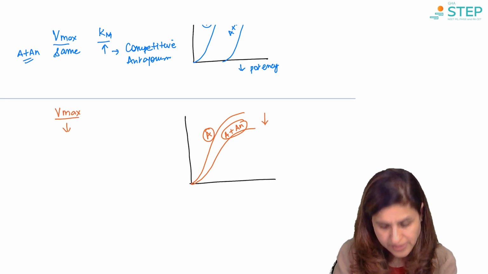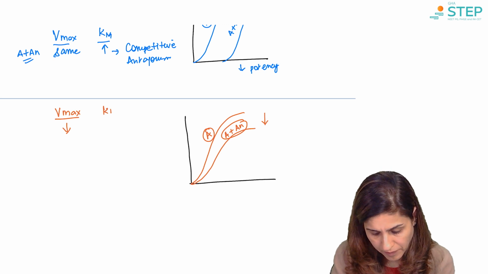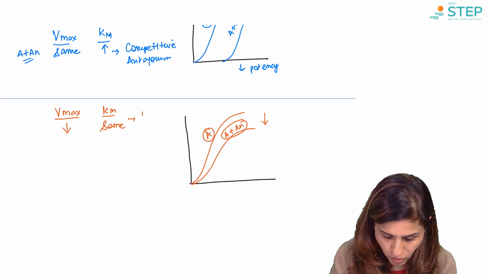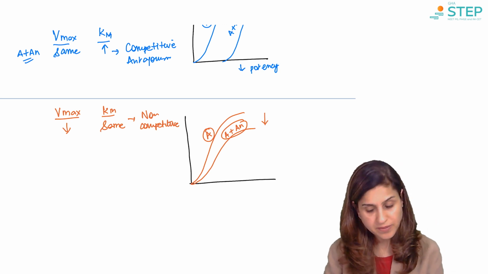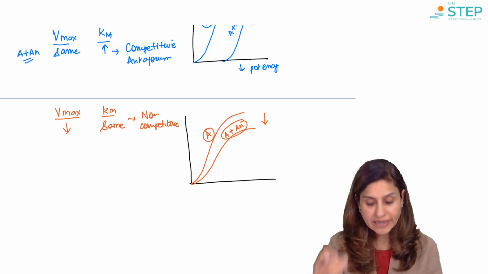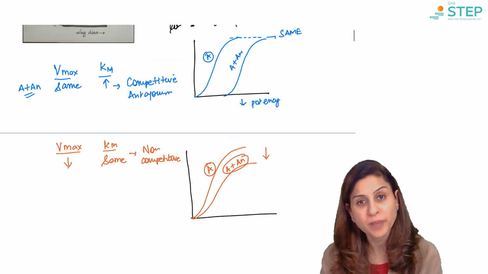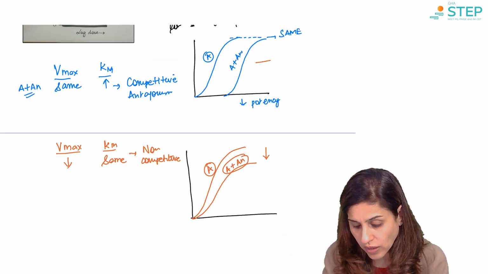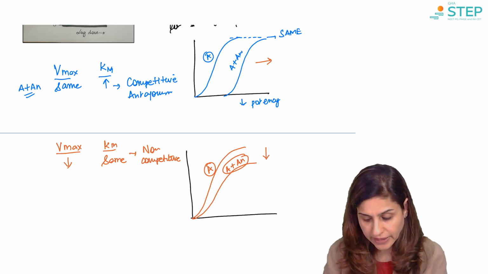Vmax decreases while Km is the same or unchanged. And such type of antagonism is called non-competitive antagonism, right? So when there is a fall in the height, you call it a non-competitive antagonism. When there's only a shift towards the right, this is called competitive antagonism.